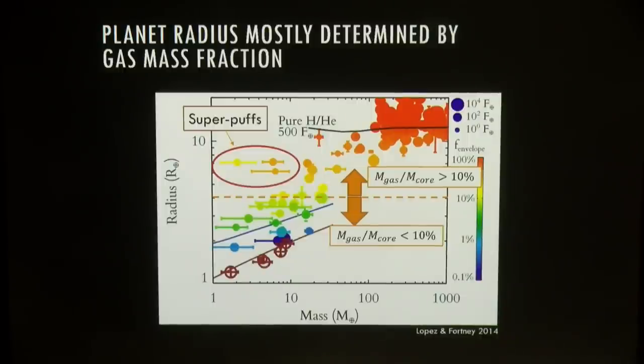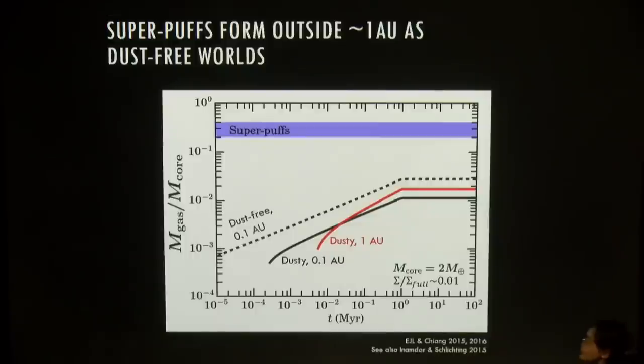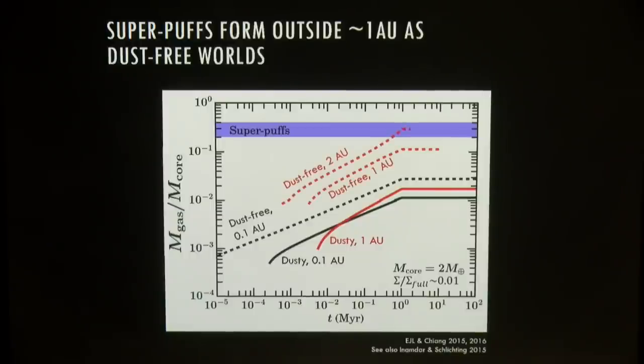So how do we create these super puffs? You cannot create them in the same in situ formation scenario. So the goal here is to get to this blue bar to explain these super puffs. What you have to do is not only go far out from the star, you also need to get rid of the dust in the upper envelope. And by getting rid of, what I'm really talking about is you need to remove it as the dominant source of opacity, which can be done by simple coagulation and then settling.